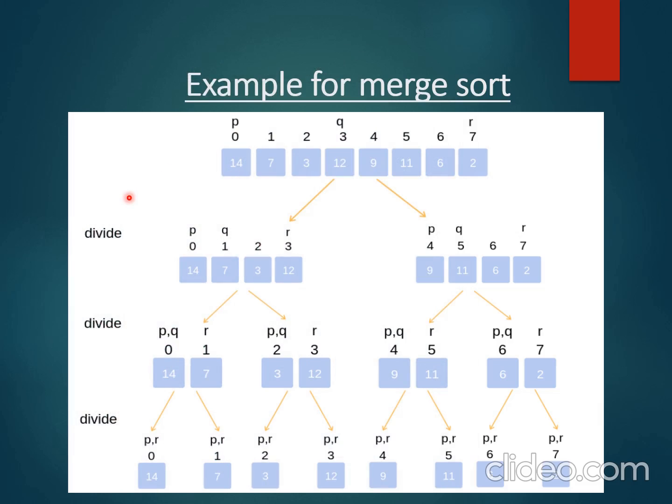Okay, now let's see how a merge sort practically works. Let's consider an array with elements 14, 7, 3, 12, 9, 11, 6, 2. Okay, let's divide the array. Here we consider the left index L, which is equal to 7, and the left index is less than the right index, which is P. So we divide the array by considering the middle element Q. We divide the two subarrays. Okay, we get two subarrays after dividing that.